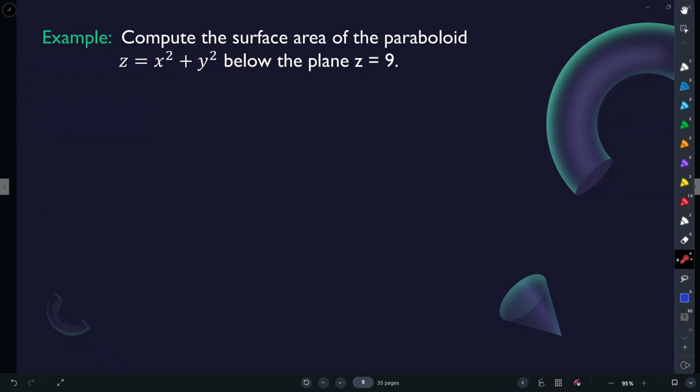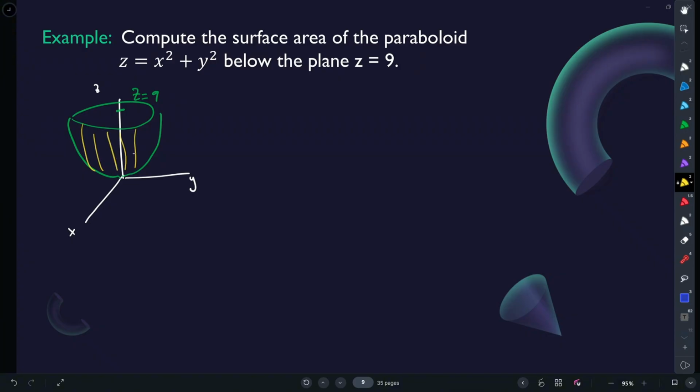So let's do that for a particular surface. What they're giving me is a paraboloid. That means that it looks like this. This paraboloid opens up like this and like this. And they're asking me to cut it at z equals 9. So the surface that they're trying to compute is that of the paraboloid up to z equals 9. So let's see how to do that.